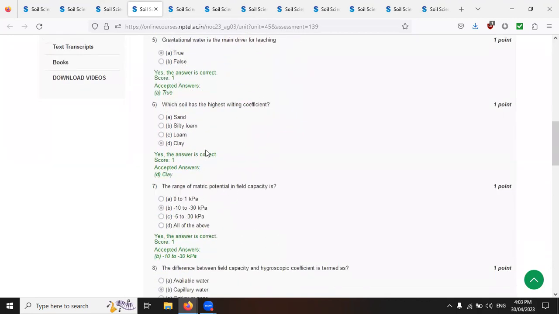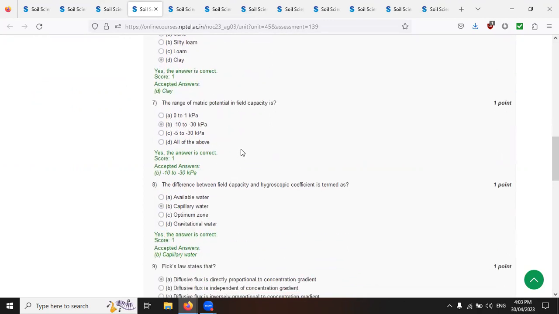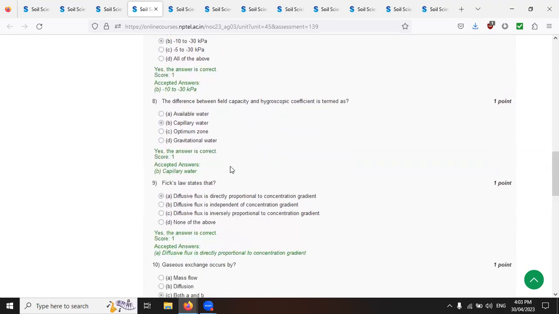Answer's clay. The range of matrix potential in field capacity is 0 to 1 kilopascal, minus 10 to 30 kilopascal, minus 5 to minus 30 kilopascals, or all of the above. The answer is minus 10 to minus 30 kilopascals. The difference between field capacity and hygroscopic coefficient is termed as available water, capillary water, optimum zone, or gravitational water. It's capillary water.